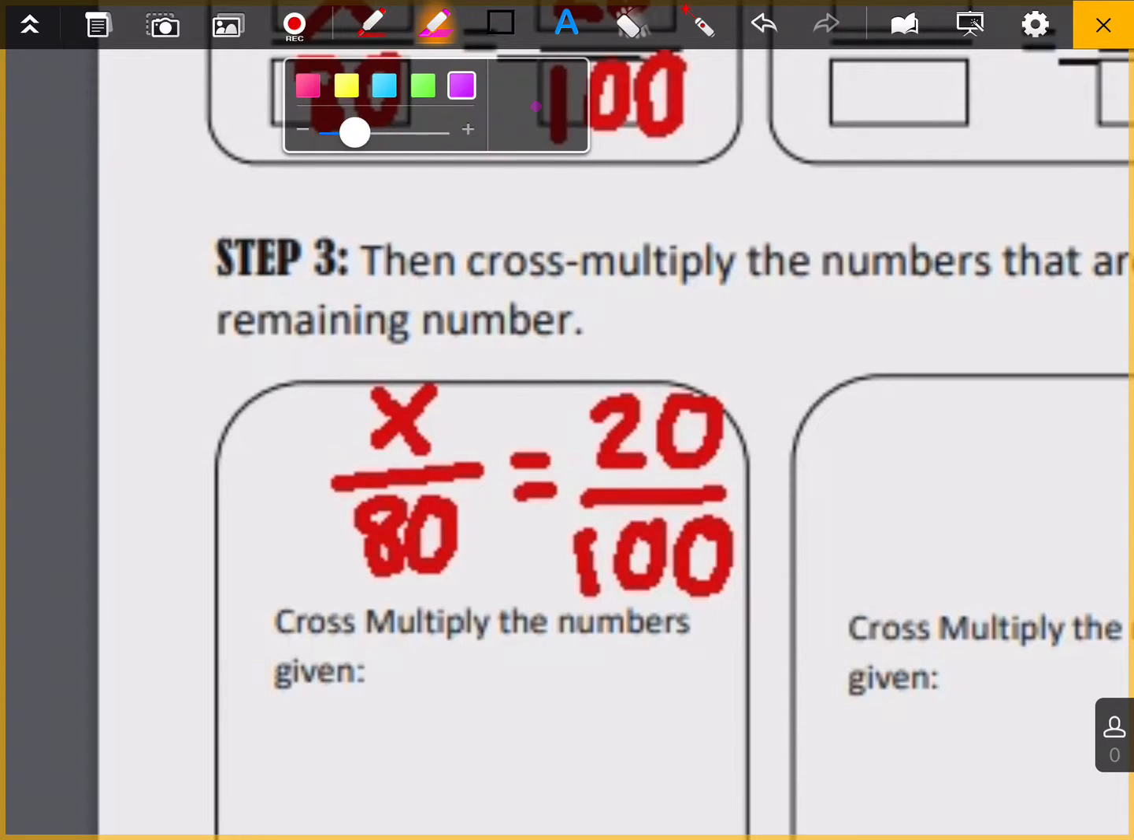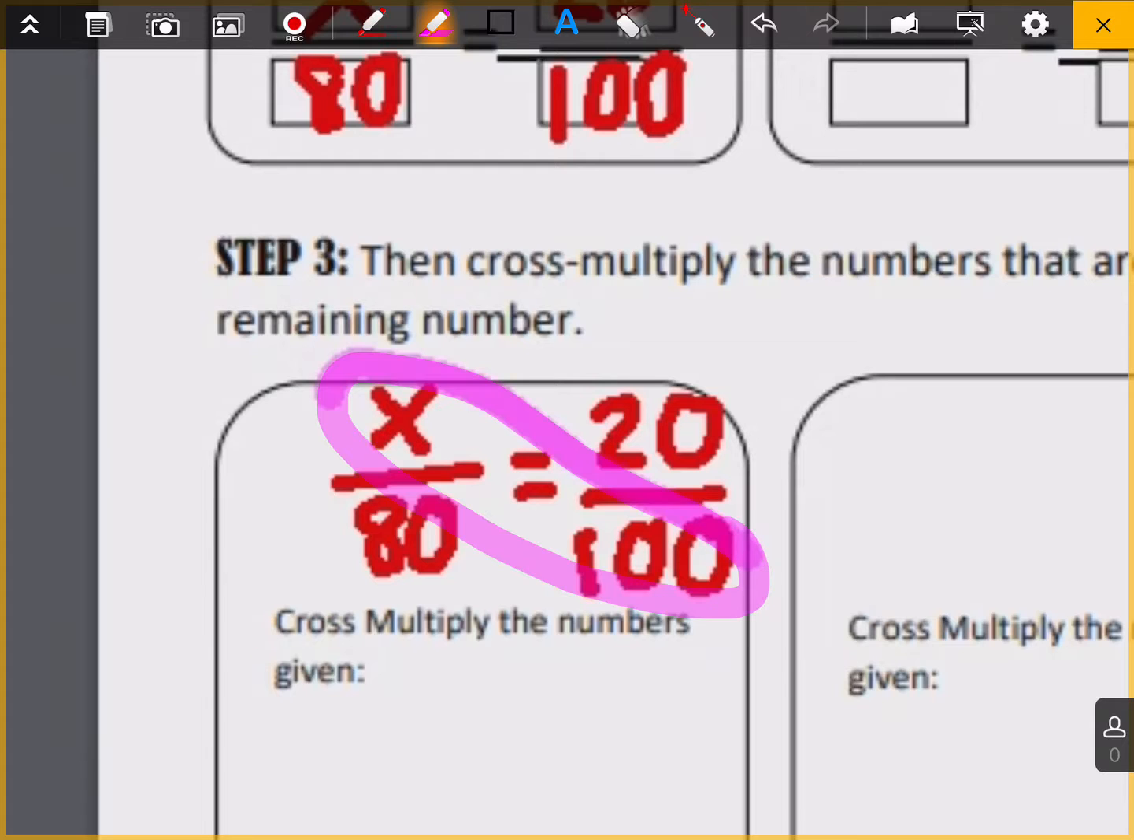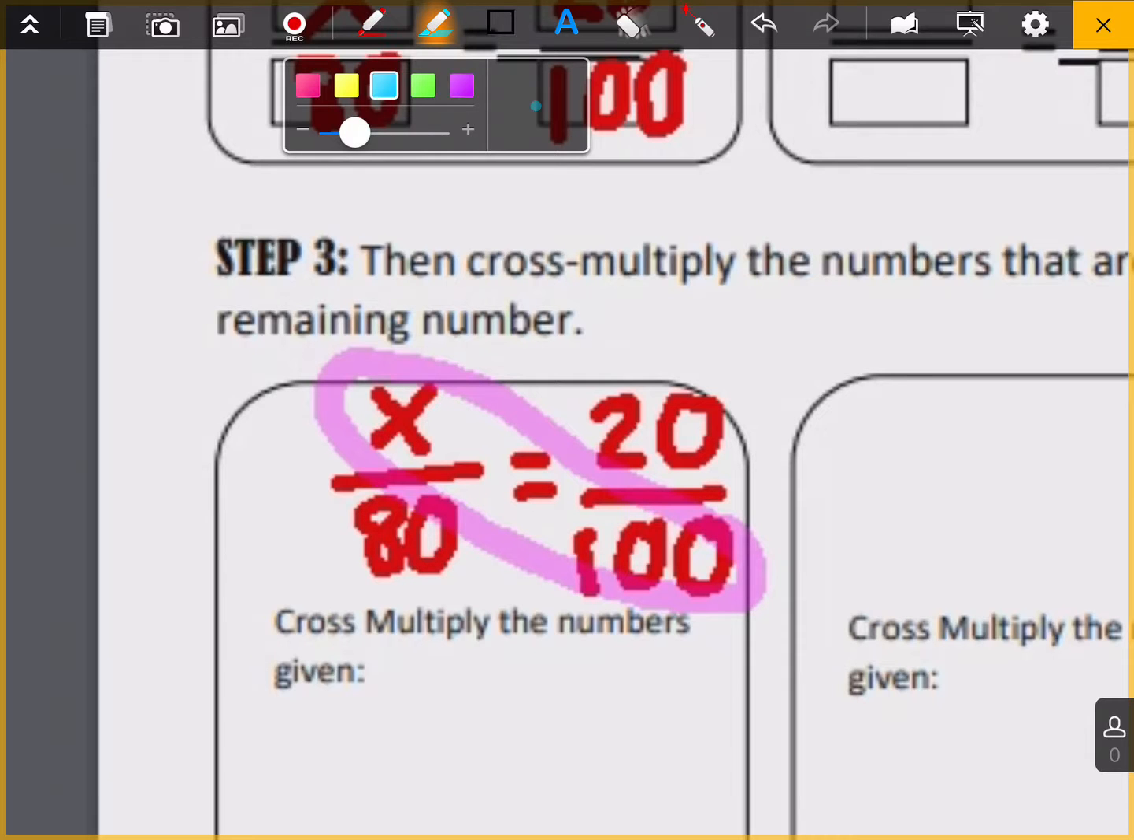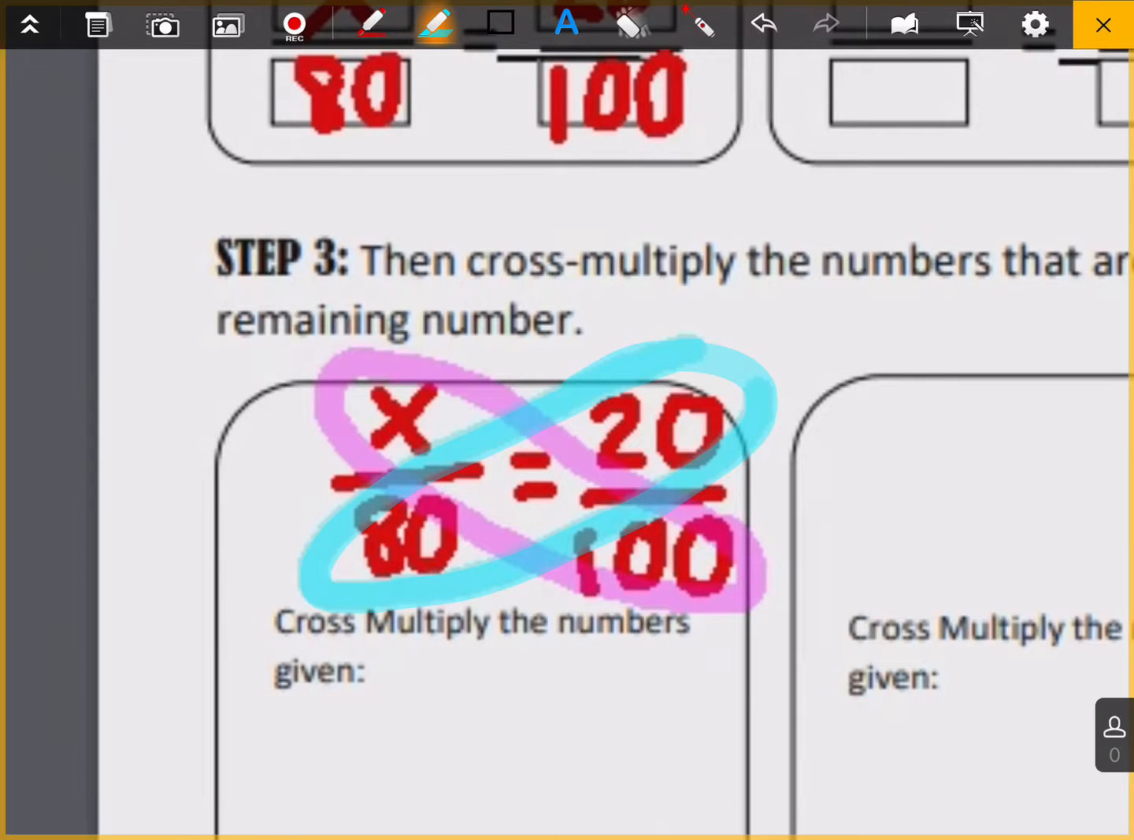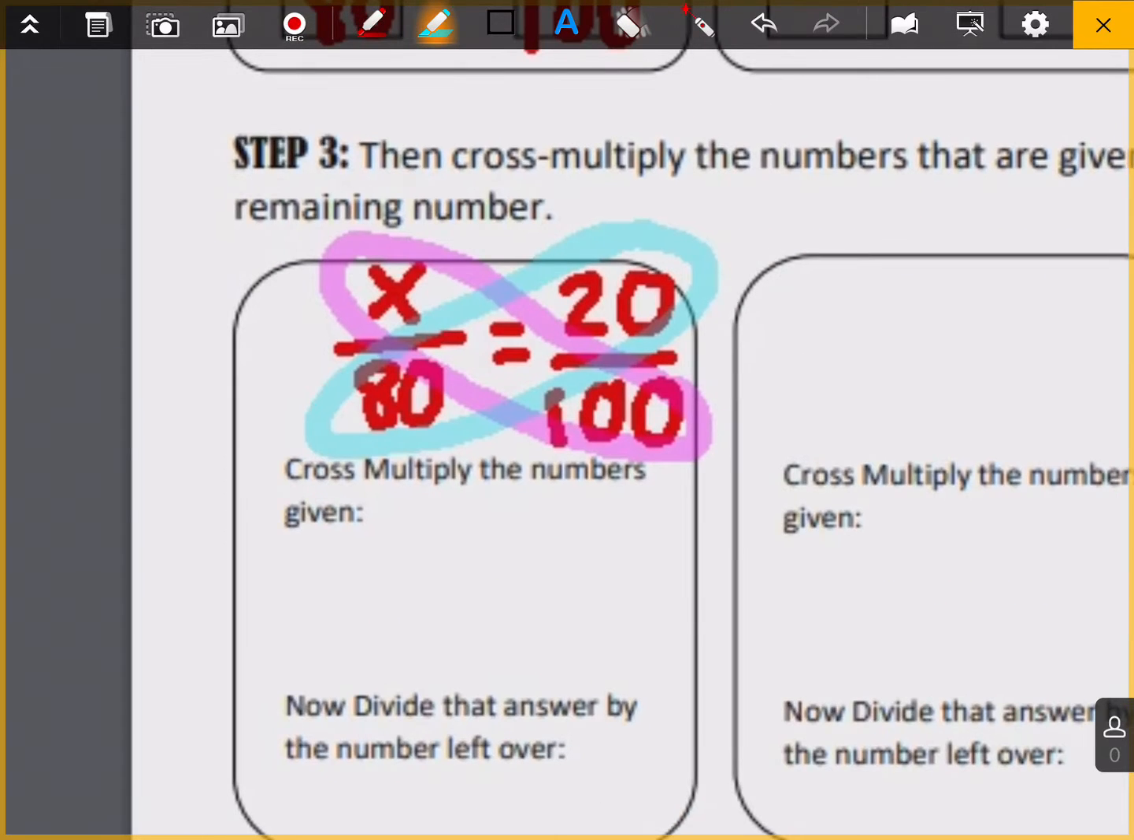I'm going to go ahead and cross multiply over here and then over here. I always like to do the one that I circled in purple first. It's just a habit for me. So I'm going to do 100x is equal to, and then what's in blue goes on the other side of the equal sign, 80 times 20. So we've crossed. Now we're going to do the multiplying step. That is a 20. It just looks ugly, my bad.